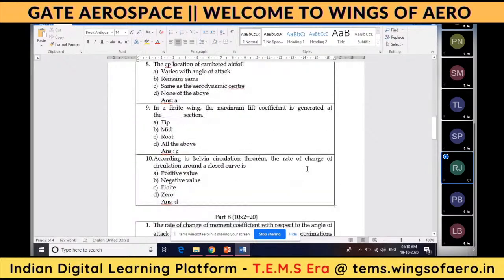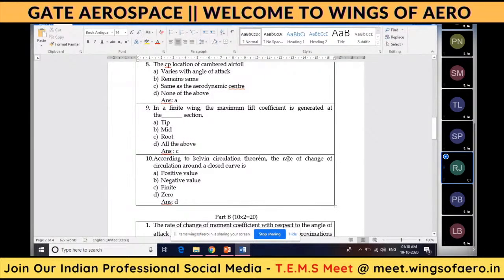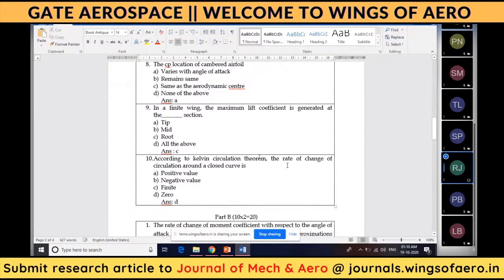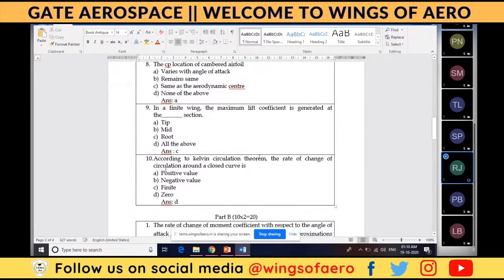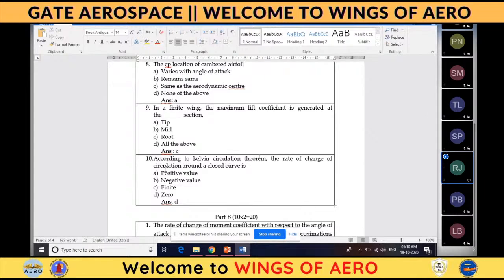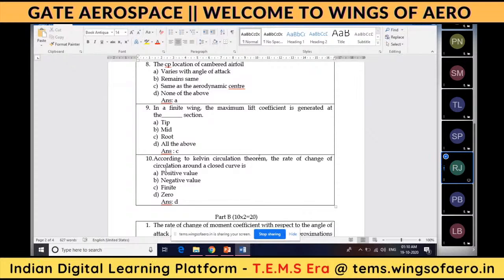The next thing, according to Kelvin circulation theorem, the rate of change of circulation around a closed curve is, the answer is D, 0, because we know that d gamma by dt equals 0. That is Kelvin circulation theorem. Therefore, the rate of change of circulation around a closed curve is equal to 0.